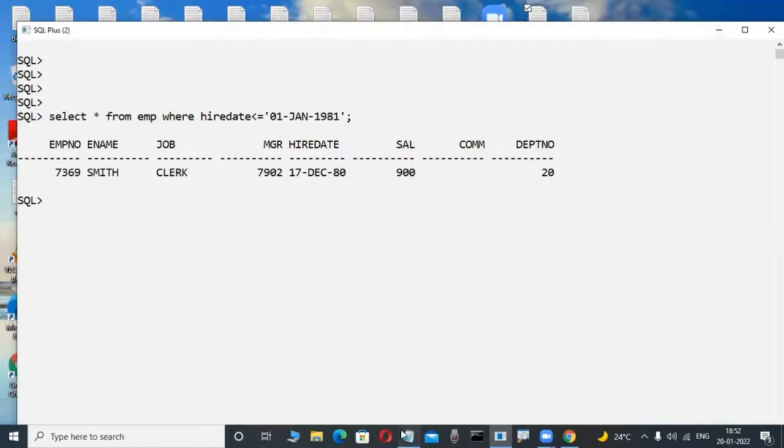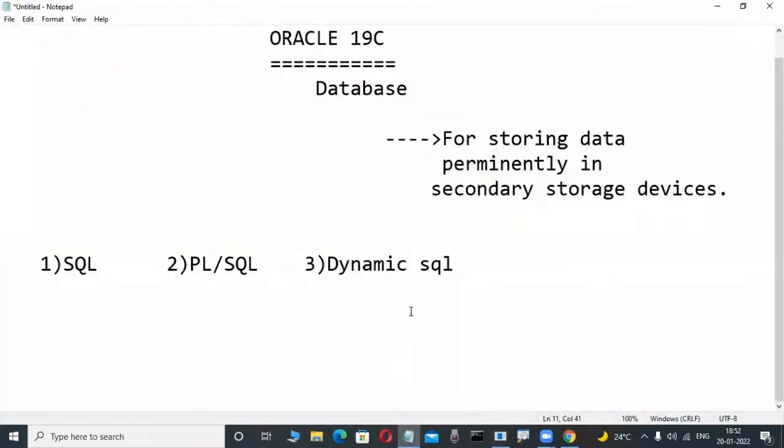For the first 5 days of the week, and later 6 days, Saturday also has class, because there is so much syllabus.